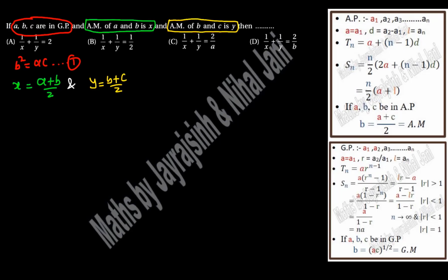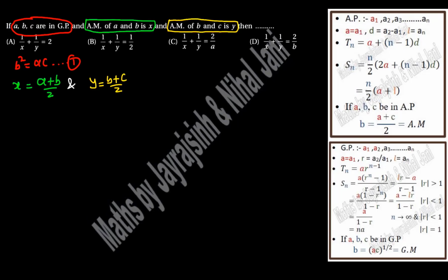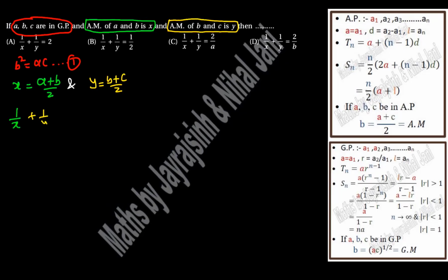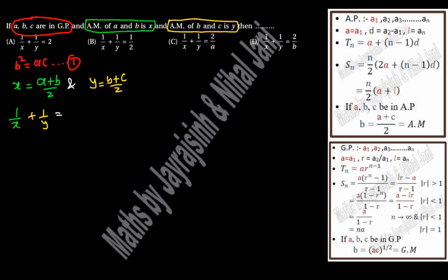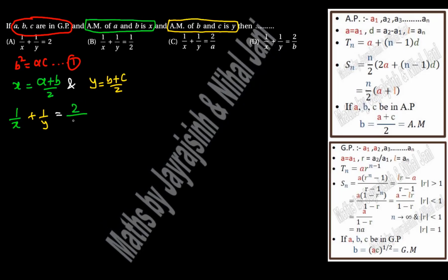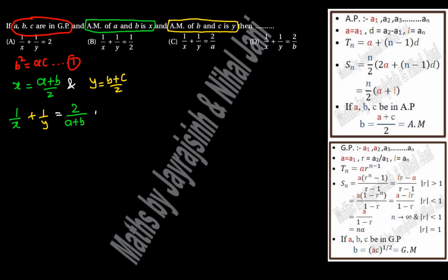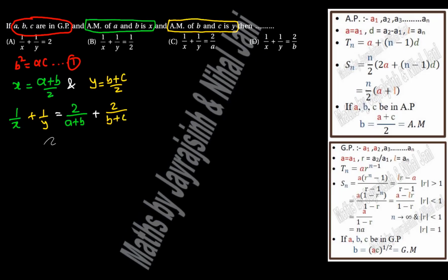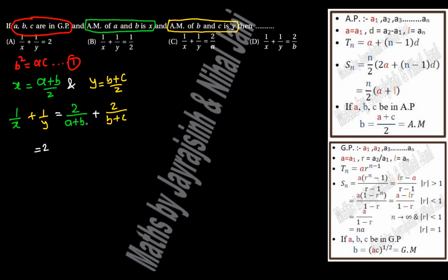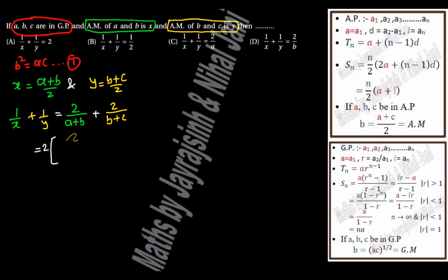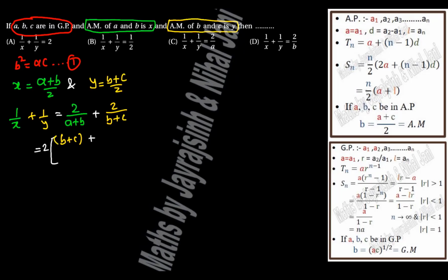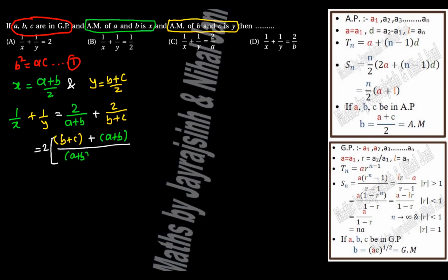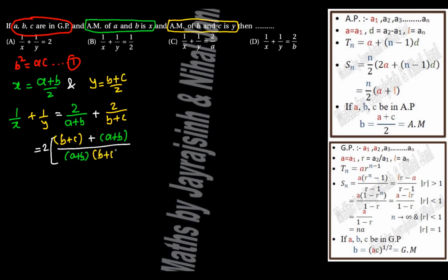Then we have to check the following options. Now as you can see, in all options we have to find the value of 1 upon x plus 1 upon y. So let's try to find this. 1 upon x is nothing but 2 upon (a plus b), and 1 upon y will be 2 upon (b plus c). Now here we can take 2 common and take LCM. So we'll get (b plus c plus a plus b) upon (a plus b) into (b plus c).